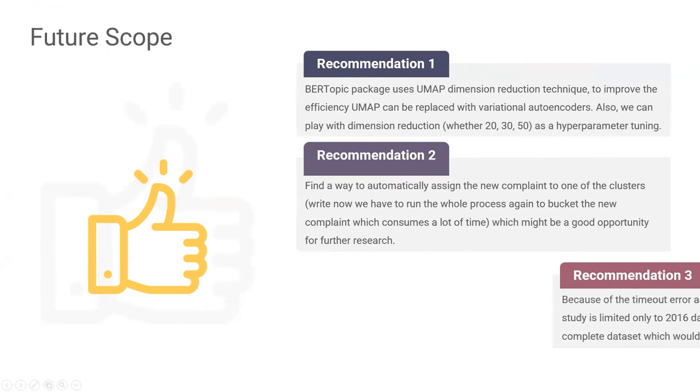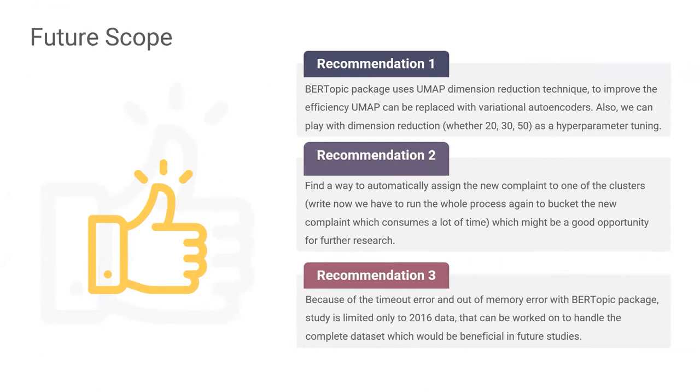So the future scope, what you can do? The BERTopic package uses UMAP dimension reduction techniques, right? To improve the efficiency, UMAP can be replaced with various autoencoders. Someone asked a question here about autoencoders. Samiksha Kolhe suggested, can we use an autoencoder technique? So yes, we can use autoencoder techniques. I think they are part of the package, and a very recent version of the package has already been released, right? So you can try different encoders and see, and also you can play with the dimension reductions. As I told you, you can reduce to 20, 30, 50 as hyperparameter tuning, and again do the same aspect by comparing, right?